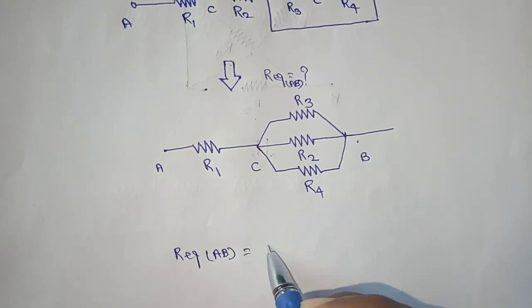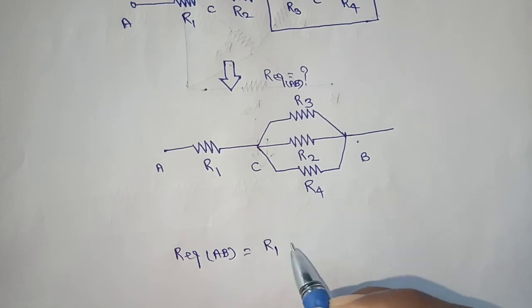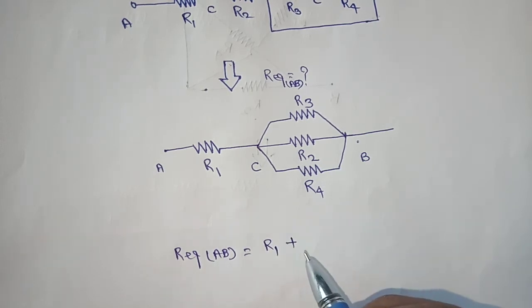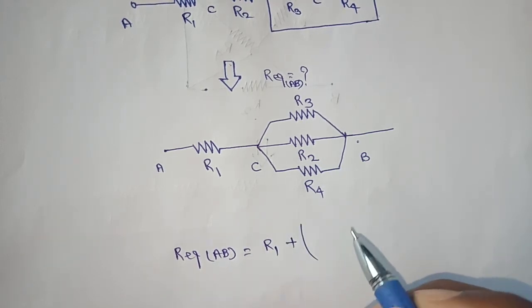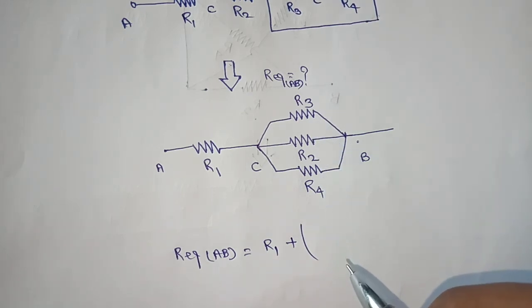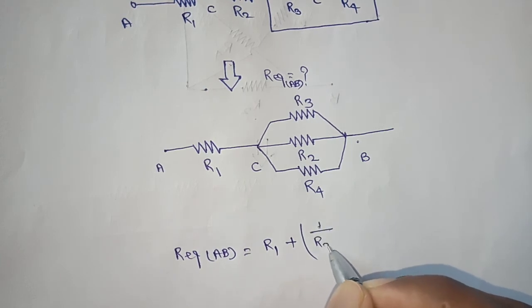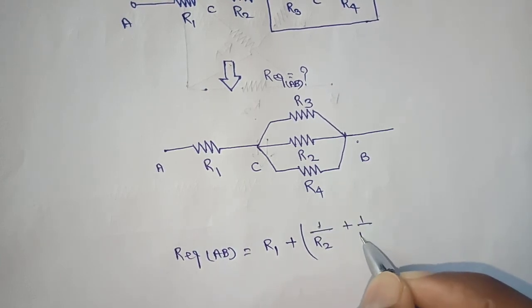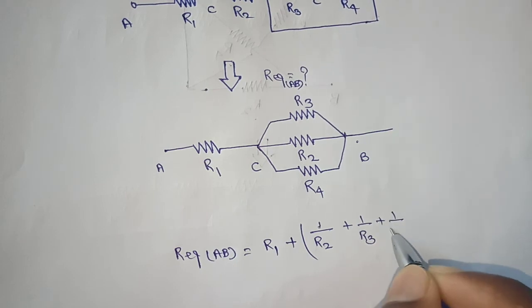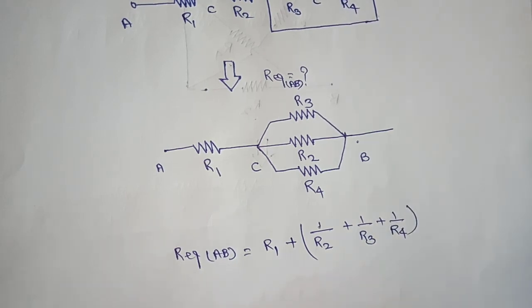AB. So R1 is in series with this one. Yes or no? R1 plus this one. Because R2, R3 and R4 are in parallel, so we have the formula. We can write here 1 by R2 plus 1 by R3 plus 1 by R4. Yes or no? This is the one formula we have. How can we write this one? Because we have to solve these 3. Means R1 plus how much? This will be R2, R3, R4.